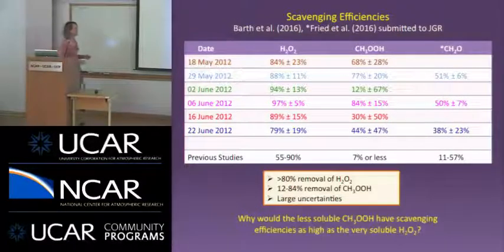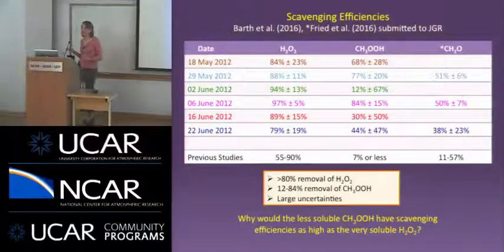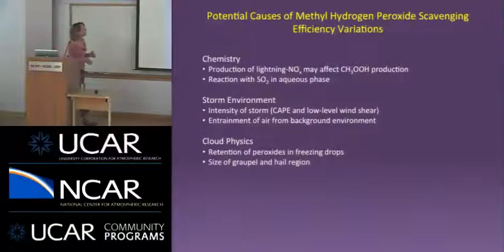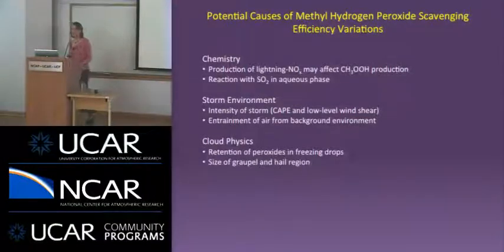So my question is, why would this less soluble methyl hydrogen peroxide have scavenging efficiencies nearly as high as the soluble hydrogen peroxide? And so I went on a little investigation to try to figure that out. I looked at several attributes of these storms, ranging from the chemistry to the storm environment to the cloud physics. And I'm going to step through a little bit of that over the next couple minutes.